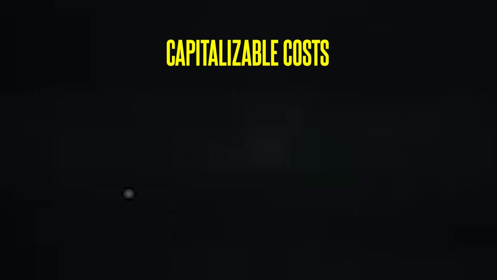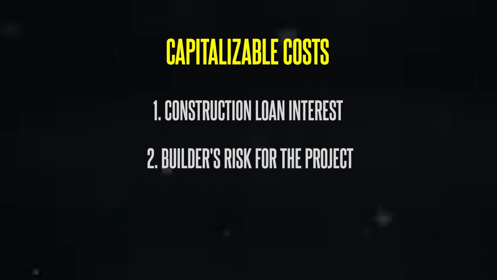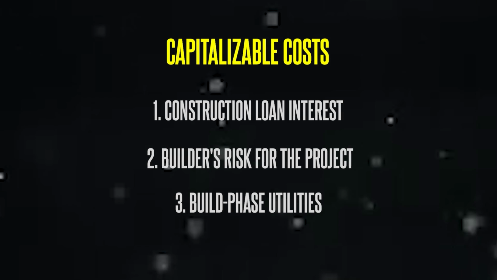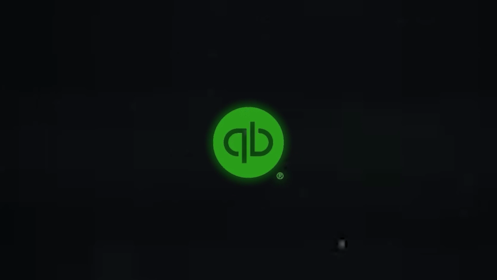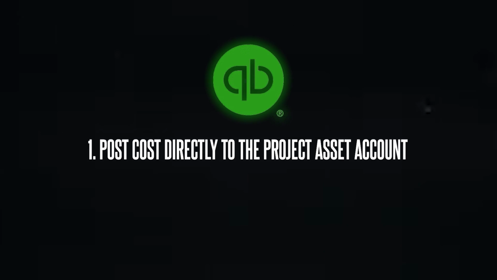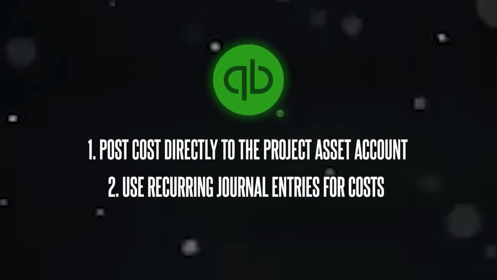Examples of capitalized costs are interest on a construction loan used to finance the build, builder's risk insurance that specifically covers that project, and utilities directly related to the construction phase. In QuickBooks Online, you can handle these by either posting the cost directly in the project's asset account or using a recurring journal entry for costs like interest or insurance.